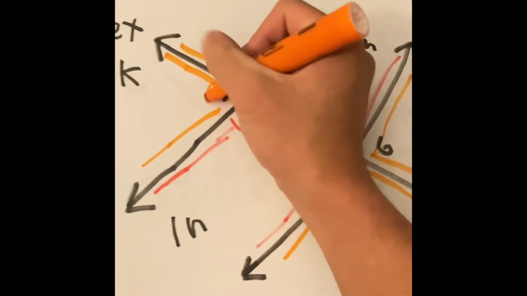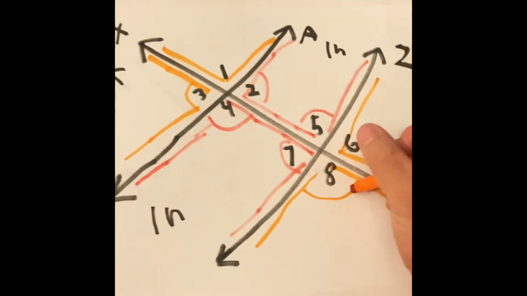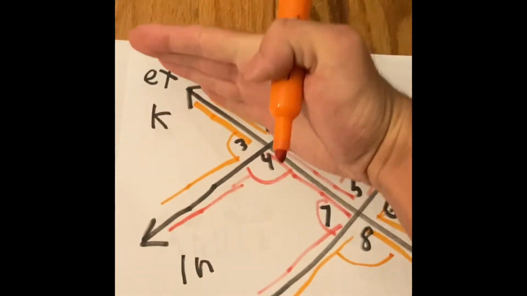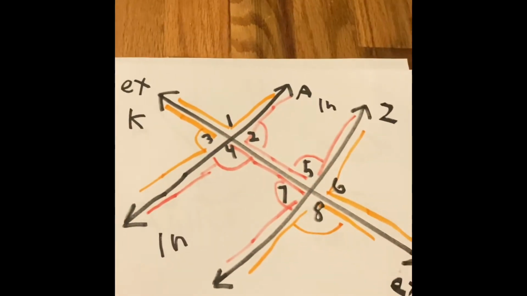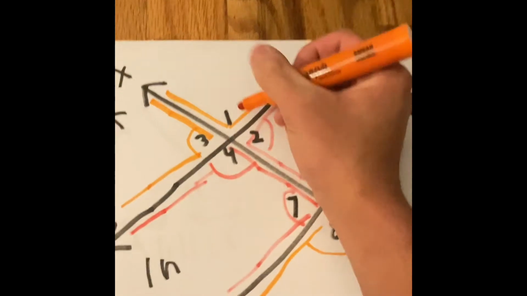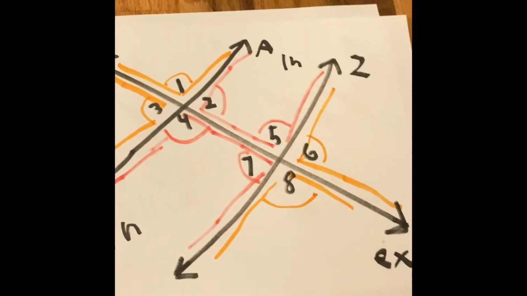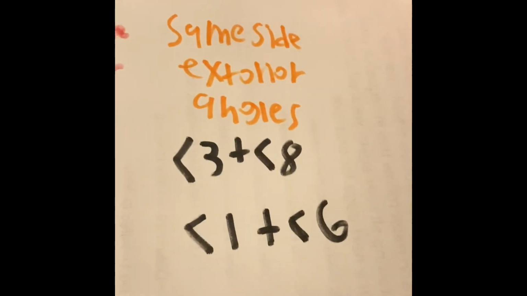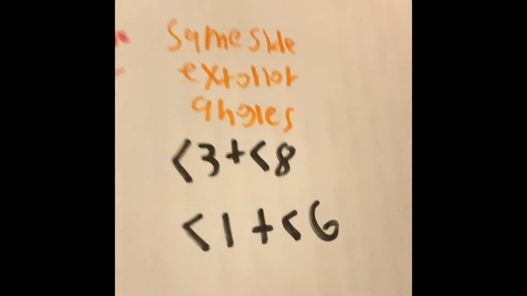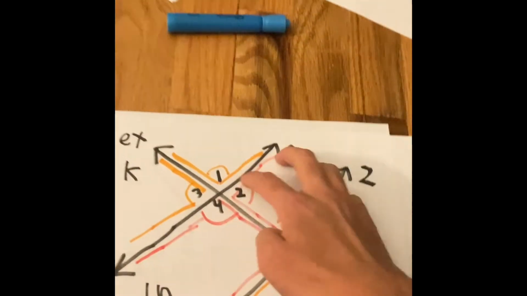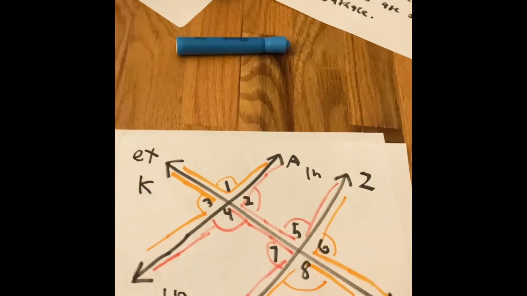That angle 3 and angle 8 is a working pair because they're on this side of the entire picture. Angle 1 is going to be a working pair with angle 6. Now let's write that down. So this is what it looks like on a list. So same side exterior angles.